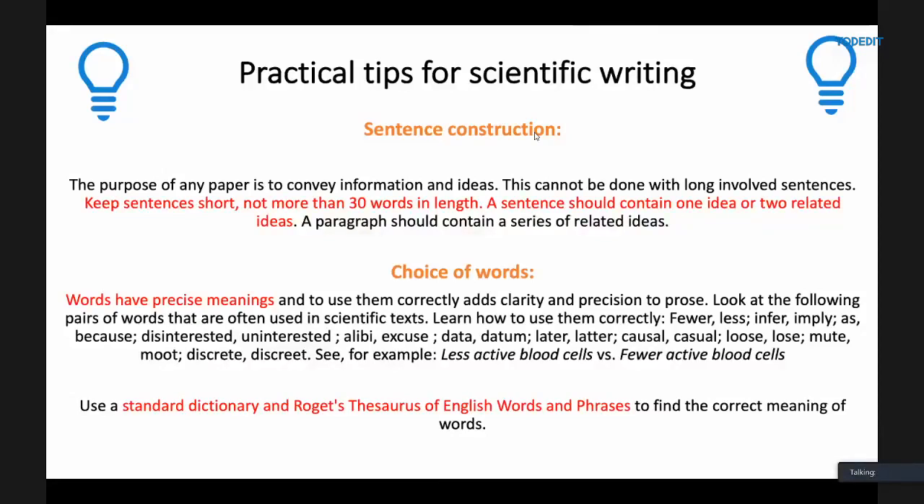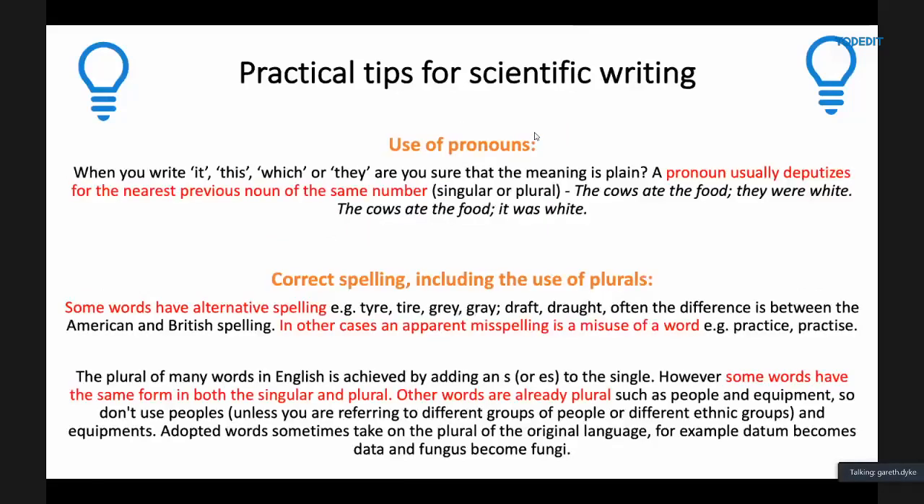has to be precise, because words in any language have precise meanings. And so using your words correctly adds clarity and precision. And we have some examples for you here that you can have a look at later. But the choice of which of these pairs of words can be important in getting your meaning across.